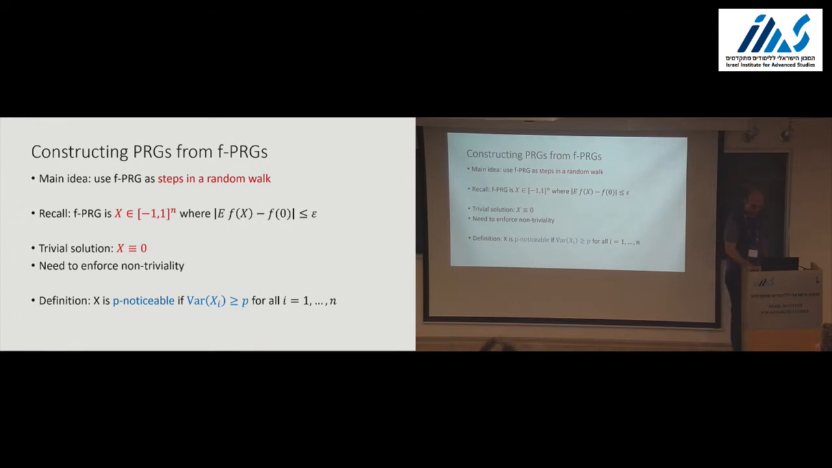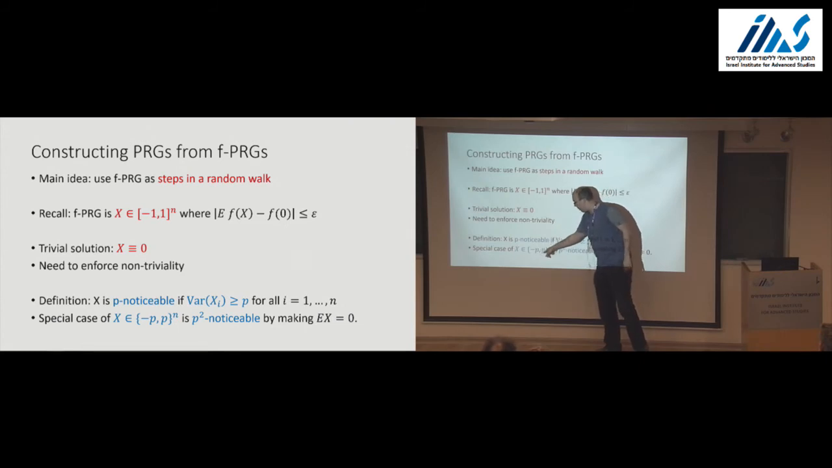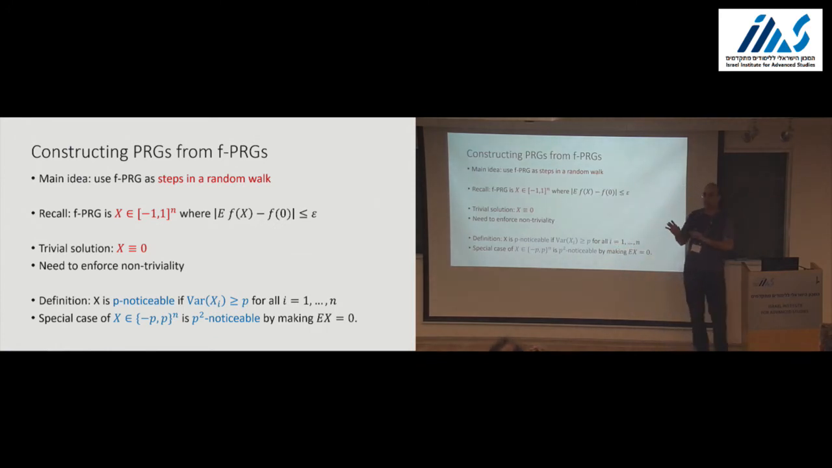Okay, so just to make sure that we're on the same page, in this special case that we had before, where x takes values in minus p, p to the n, if I also enforce that the average is 0, but let's say multiply with a random bit or something, then the variance is p squared. So in this special case, it's p squared, but I will not be assuming from now on this special case. I will just be assuming that every coordinate has some non-trivial variance.